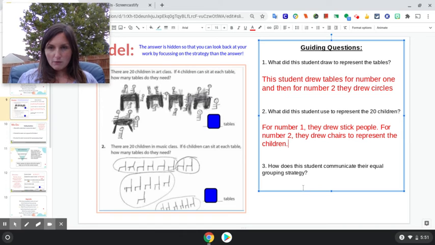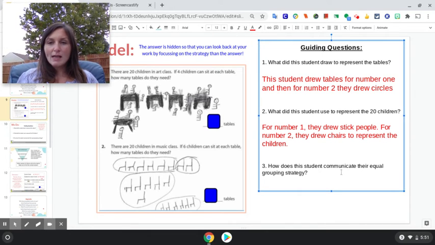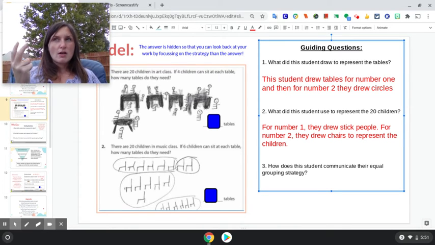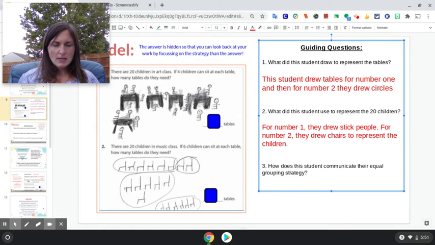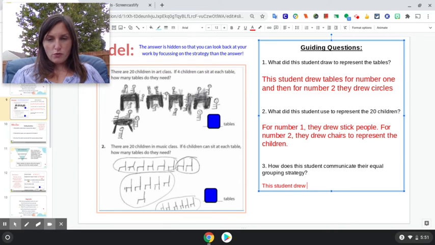All right, there's one more question for me to answer. Okay, so here, change my color again so it stands out. How does the student communicate their equal grouping strategy? What does that mean? How did they communicate their equal grouping strategy? Well, I know from yesterday's math message, it talked about how we could draw a picture, a number, and words. Well, I don't see any words, because I know communicating means how do you share your thinking. But I do see the pictures here. So this student drew pictures.